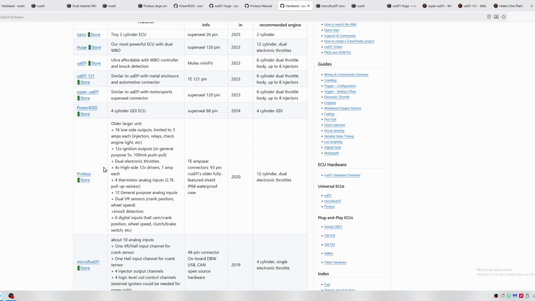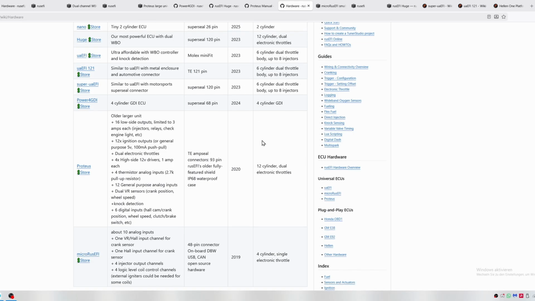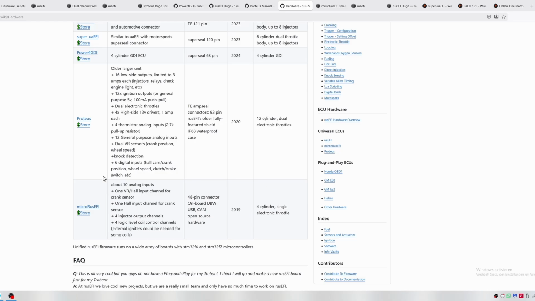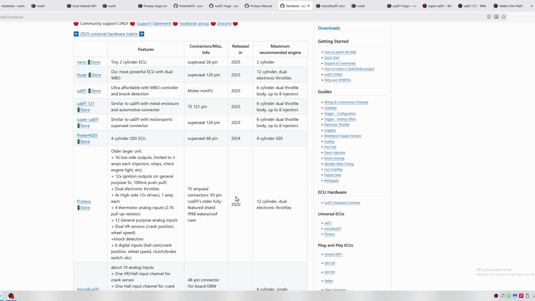The UEFI and the Super UEFI, as well as the huge one, the huge RUSEFI, are the current lineup of ECUs. And the Proteus as well as the Micro RUSEFI are very old, or relatively old. And while they do support a lot, it's not really the greatest option if you want the newest tech. And yeah, that's not really recommended to buy it.